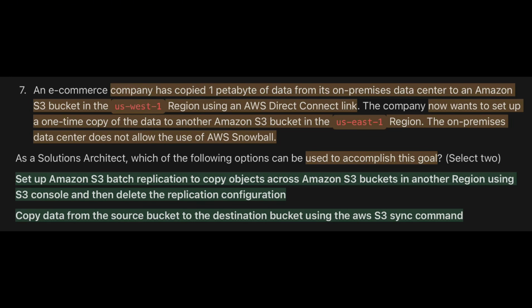So what they can do to accomplish this goal and transfer the data from one region to another is that they can set up an Amazon S3 batch replication to copy objects across Amazon S3 buckets in another region using the S3 console and then delete the replication configuration. And then they can also copy the data from the source bucket to the destination bucket using the AWS S3 sync command.